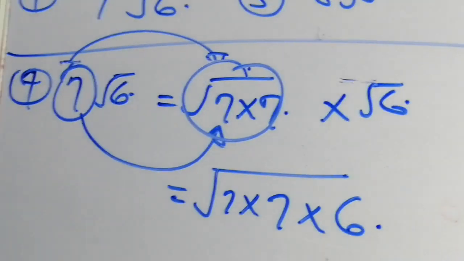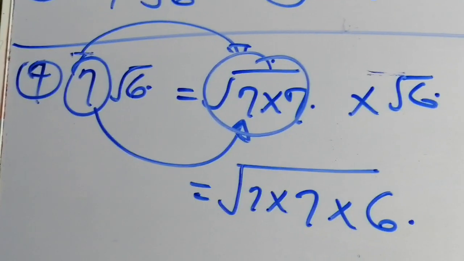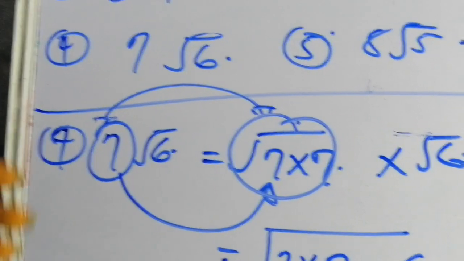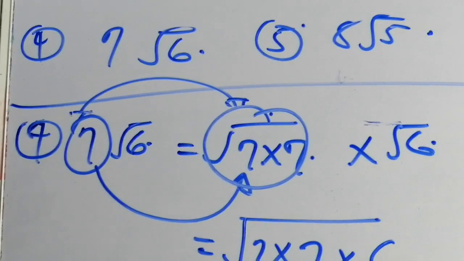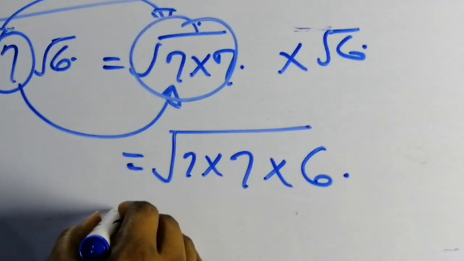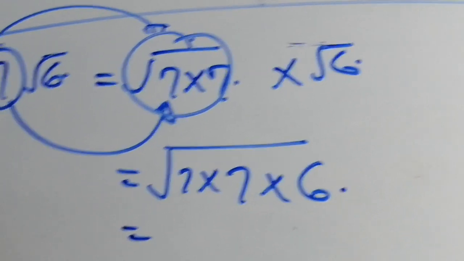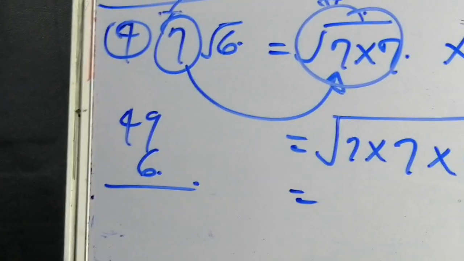If this is a bit not clear for you, please go through all the series from part 1 to part 7. You will understand better, and you'll be able to flow along very well. So if you do this, 7 times 7, that's 49. Then you can do your 49 times 6.